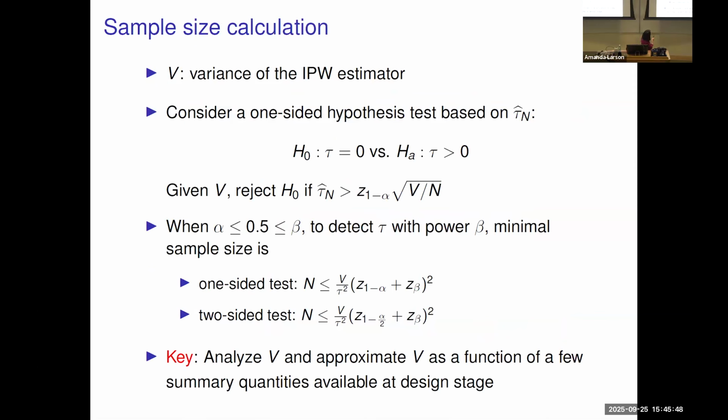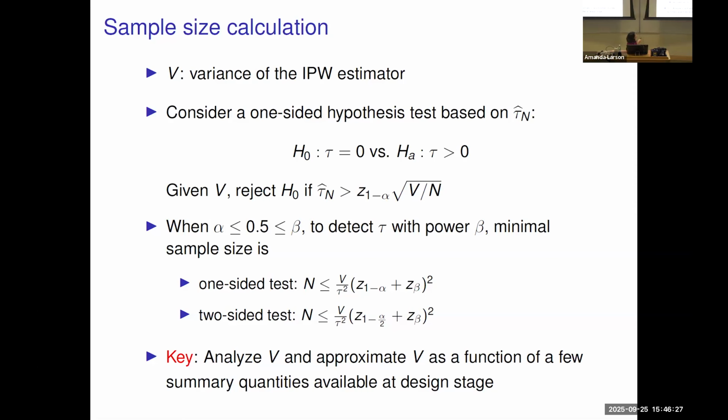So let's denote the variance of the IPW estimator, the Hajek estimator. This is all standard. Let's consider a one-sided hypothesis test based on this estimator. If we know the variance of the IPW estimator, this is all standard: for a one-sided test, this is the minimum sample size, and z is just a z statistic. This is basically the RCT, actually. We still need to know the V.